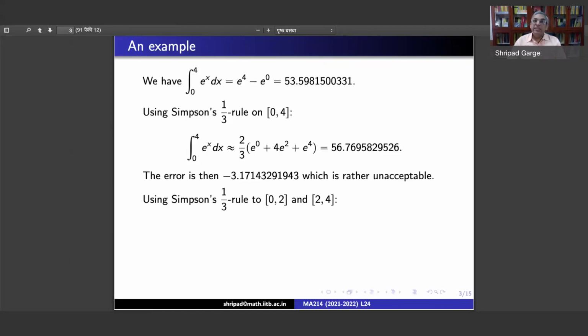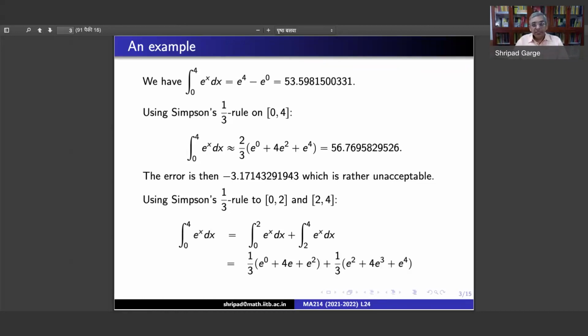What we then do is that we cut the interval 0 to 4 into two parts, 0 to 2 and 2 to 4, and then we apply Simpson's rules to both these intervals. So you would have the integral of e power x dx from 0 to 2 and from 2 to 4, and these are the function values. Now h is 2, and so h by 2 is 1. So we have 1/3 times e power 0 plus 4e plus e square. That's for integration from 0 to 2. And the integration from 2 to 4 will give you 1/3 times e square plus 4e cube plus e power 4.